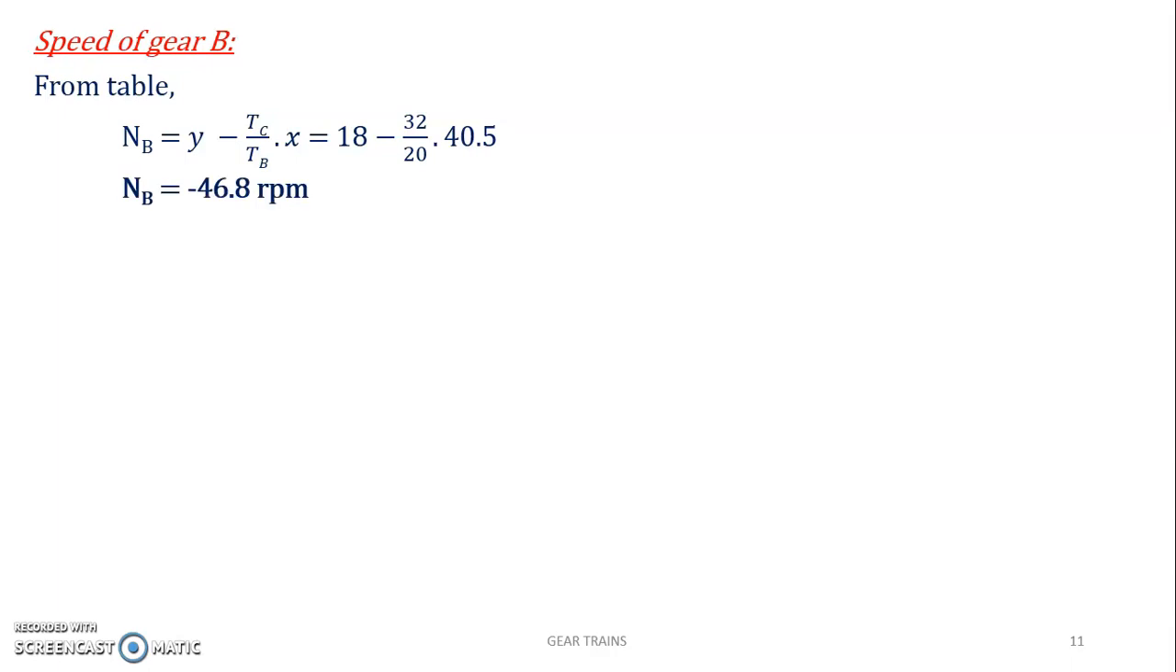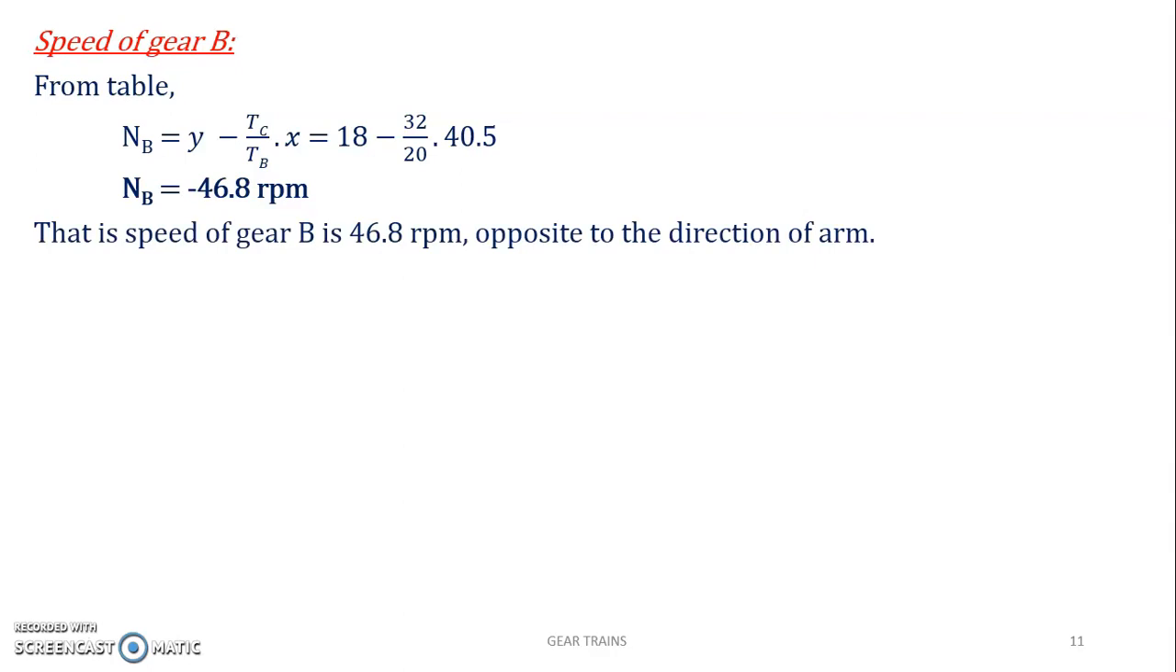Next, from there, you directly calculate the speed of gear B. From the table, the expression for speed B is y minus TC by TB into x. Substitute those values and get the value of B as minus 46.8 rpm. So this is the speed of gear B, that is 46.8 rpm, opposite to the direction of the arm. Because if we take the arm as clockwise, since it is minus, it is opposite to the direction of the arm.